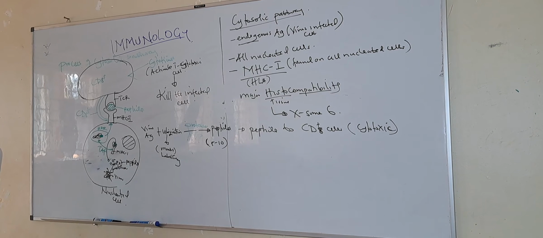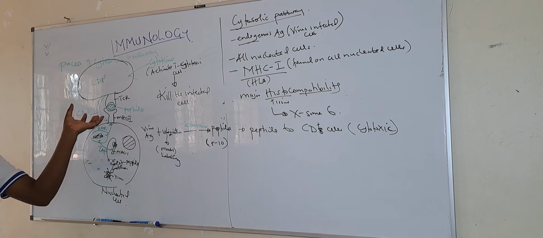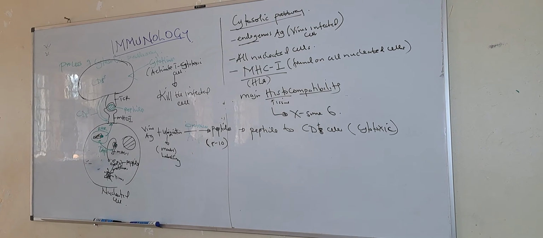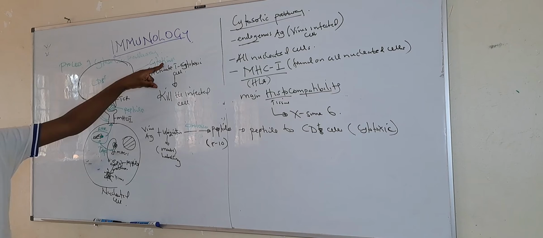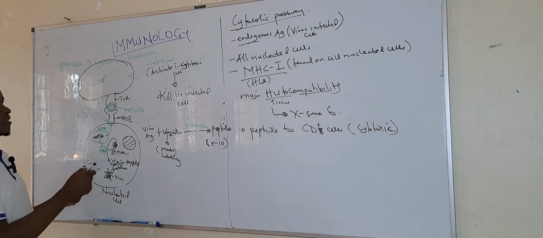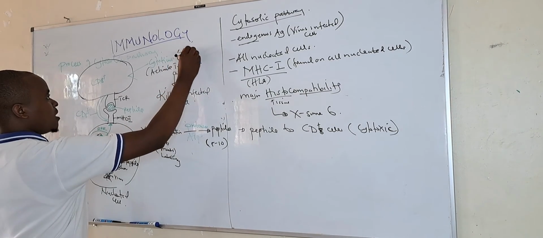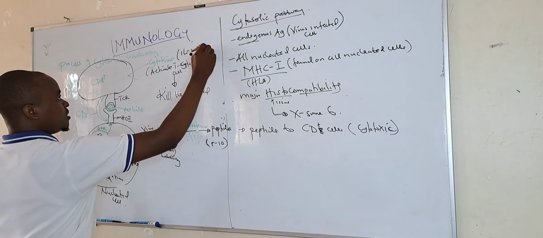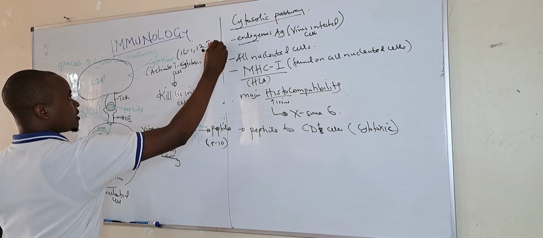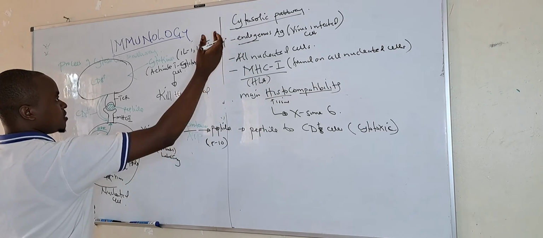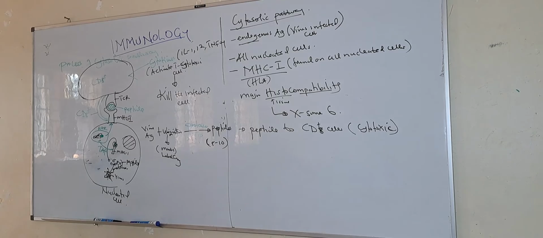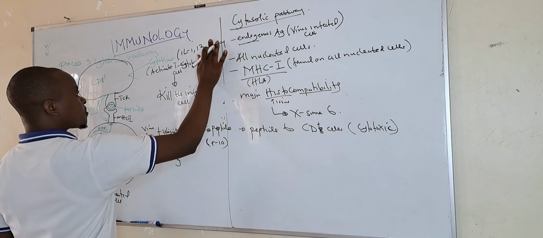So it presents the portion of the virus, and now the CD8s come and start being activated. What activates them are these cytokines, like interleukin 1, interleukin 12, and the tumor necrosis factor. Is it gamma or alpha? We have, no, it is called interferon gamma.